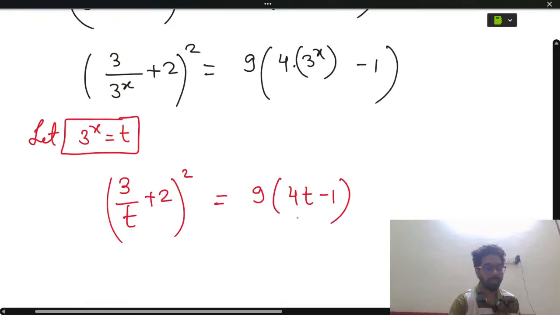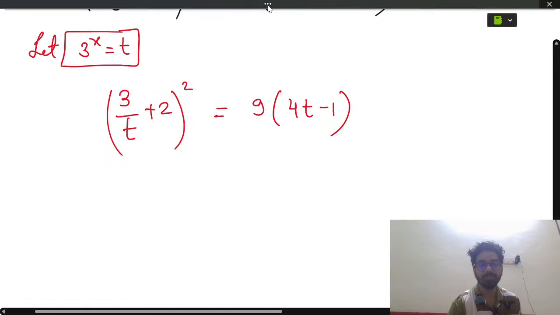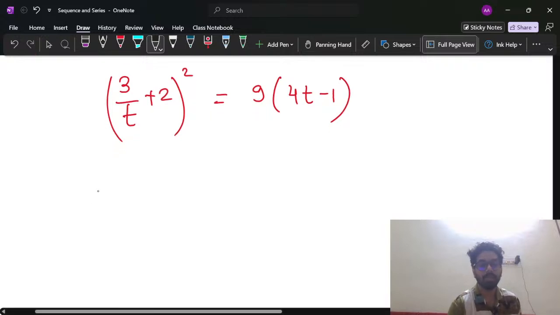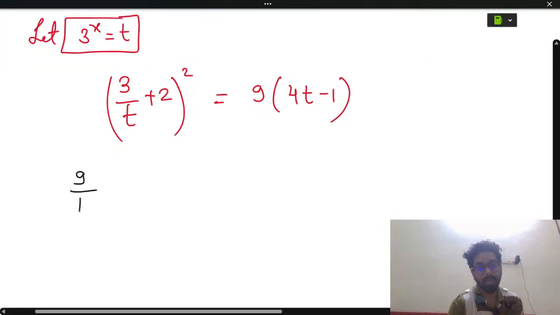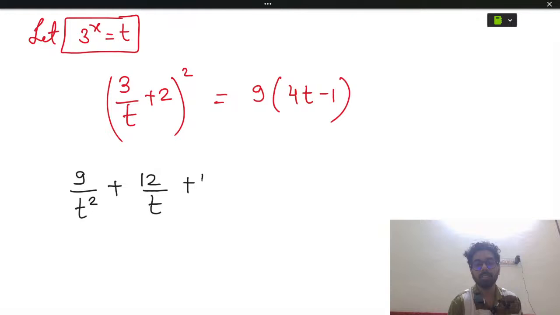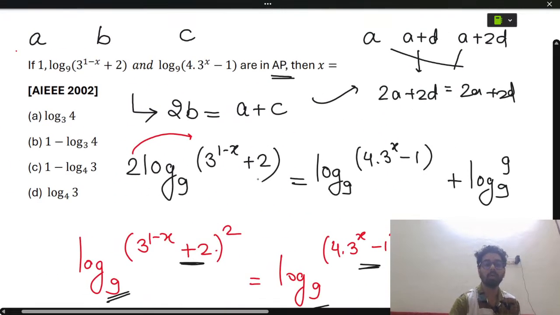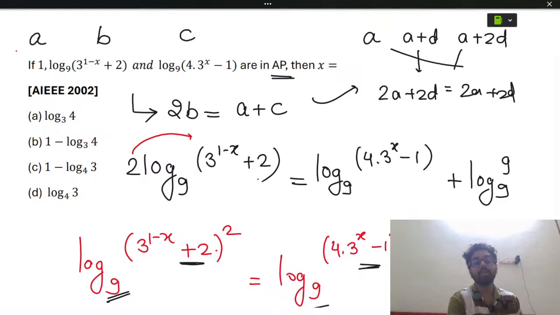Now, let's square both the sides. So we will have, and this is what we have to solve, 9 by t whole square plus 12 by t plus 4 is equal to 36t minus 1. I hope it is clear how we have solved this: if they are in AP, then twice the middle term should be equal to the addition of the first term and the last term. That's what we have done.